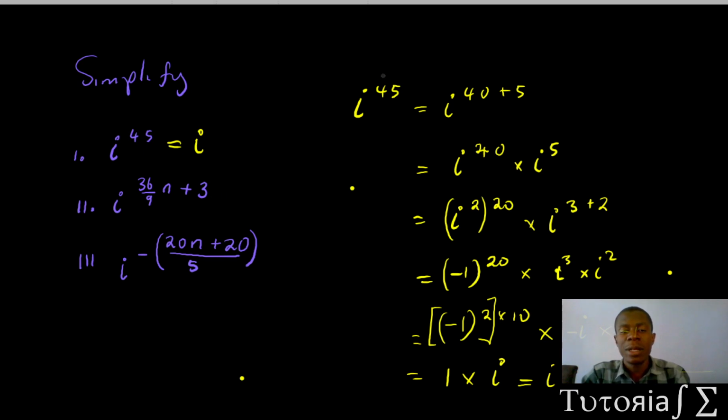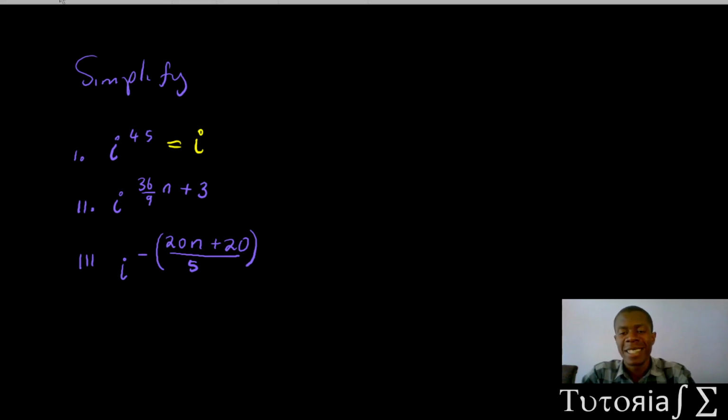So now we go to the second one. For the second one, we have i to the power (36n plus 3) over 9. We think, is there any way we can simplify this? Well, we know that 3 can go into 9. How many times? 3 times 1 is 3, 3 times 2 is 6, 3 times 3 is 9. So this is basically equal to i to the power 4n plus 3.